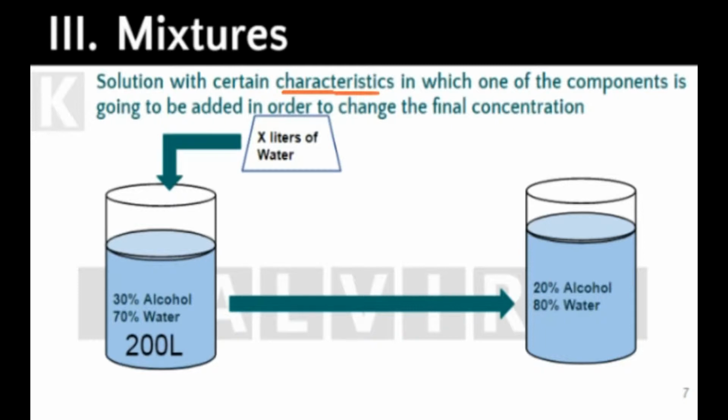For example, here we have 200 liters of a solution that is 30% alcohol and 70% water. We need to calculate how many liters of water are going to be added to change the solution in order to have 20% alcohol and 80% water. So in the next slide, we are going to solve this type of problem.